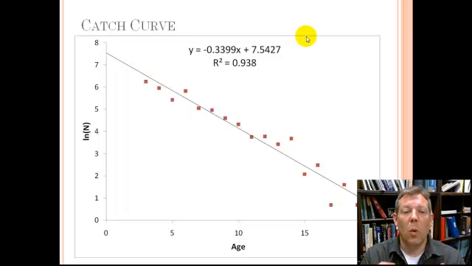You'll notice on the y-axis, we've got the log of the number of fish versus the age on the x-axis. And now we can just do simple linear regression and fit a straight line to these points. And here we have the equation for the straight line. We have a very high R squared. That's what a catch curve is. And from this catch curve, then we can calculate mortality.